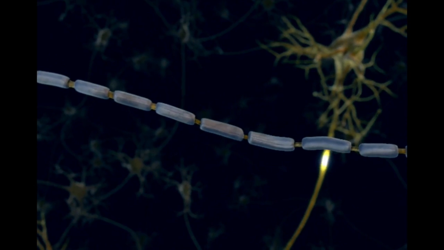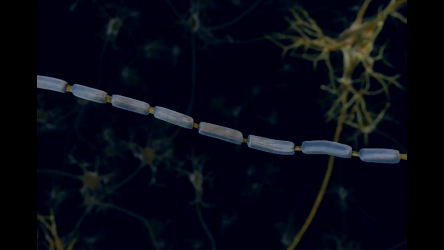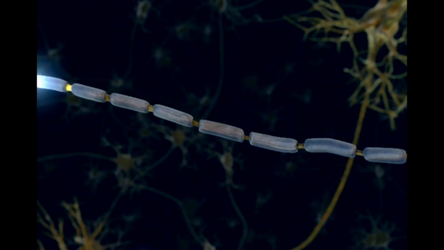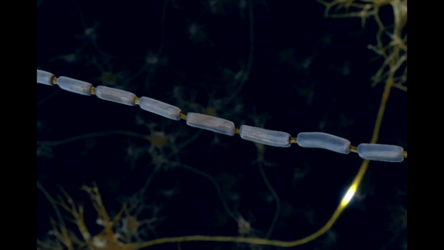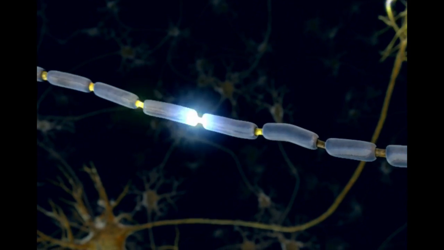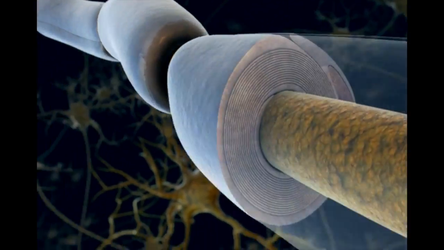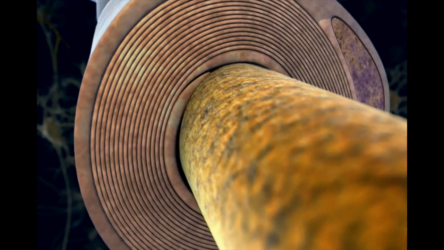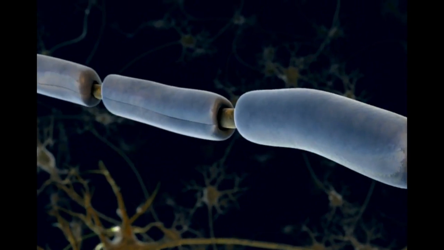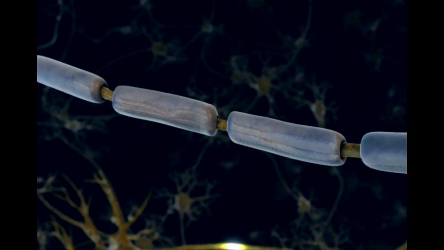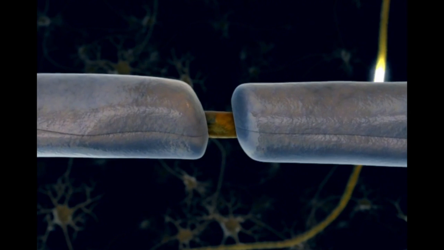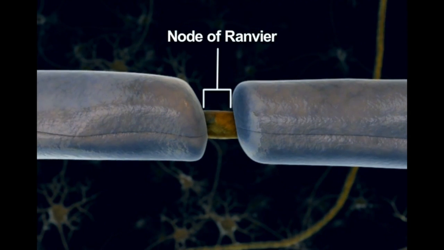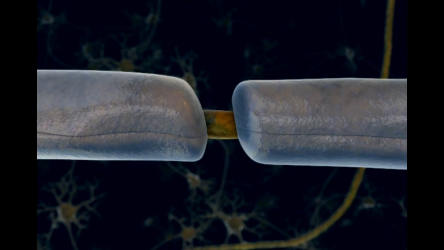In myelinated axons, action potential propagation is a bit different. Here they propagate in a saltatory, or leaping, fashion. The myelin sheath consists of multiple layers of tightly wrapped glial cell membrane. But this sheath is not a continuous one. Exposed areas of axonal membrane, known as nodes of Ranvier, occur at discrete intervals.